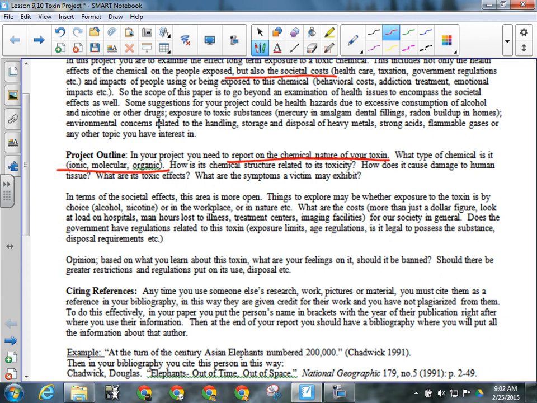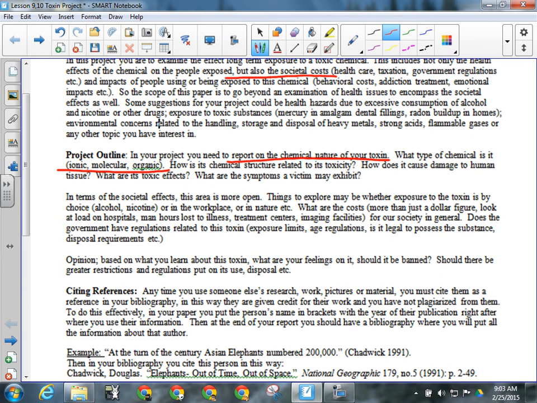How does it cause damage to human tissue? What exactly does it do within your body? What are its toxic effects, and what symptoms may a victim exhibit? We're looking at things behavioral and physiological. For example, if you get poisoned by heavy metals like lead, your hair does weird things and your fingernails start to get stripes on them, because it affects the way keratin is developed in your body. That's the stuff that fingernails and hair are made out of.